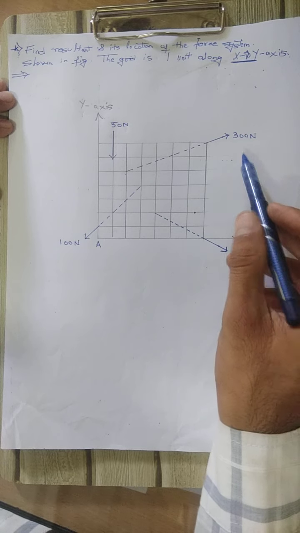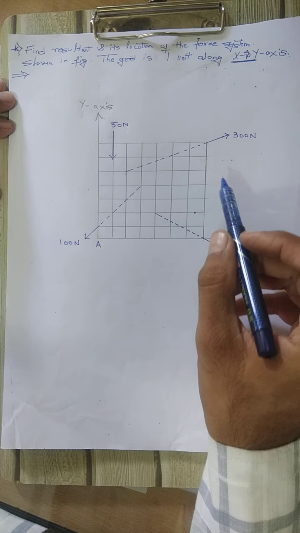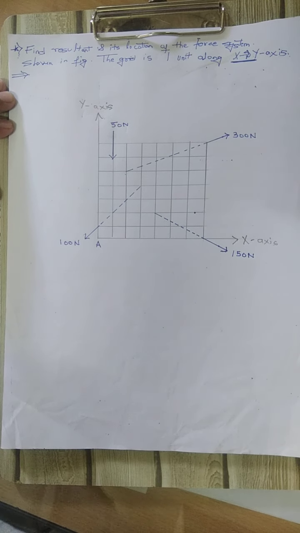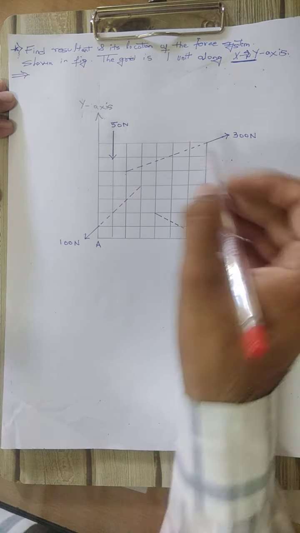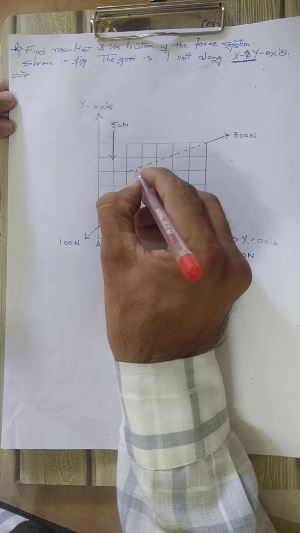Here the 300 Newton force is acting inclined. So it is making an angle. First we will give names to these angles. Suppose we call the angle for the 300 Newton force theta 1.